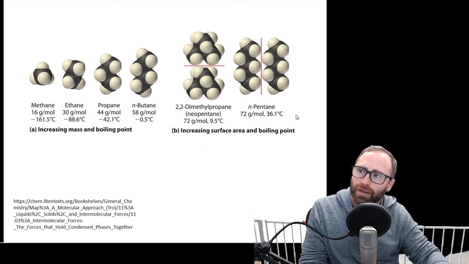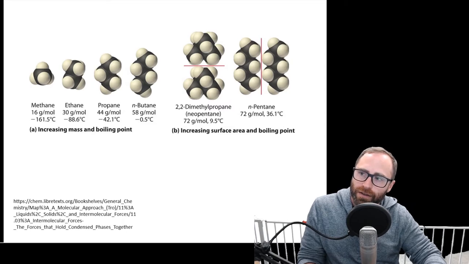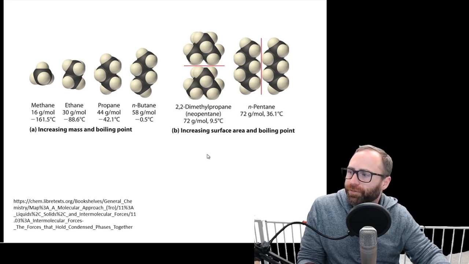And that's kind of the way to think about surface area. Increasing surface area will increase boiling point if you hold everything else equal. And everything else here is your molar mass and the atoms that you're using. Does that kind of make sense? Yeah. Okay.